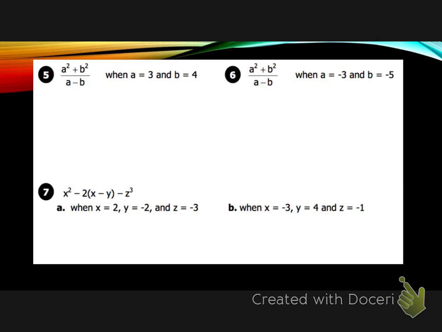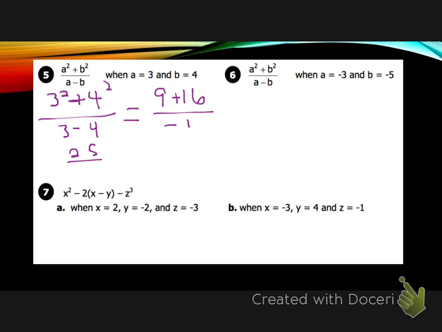So let's look at number 5 here. We're getting into some fractions and things, but we just got to simplify. If you're looking at subbing in our a and b here, we have a is 3 squared plus 4 squared divided by 3 minus 4. 3 squared is 9 plus 16 divided by negative 1. So you have 25 divided by negative 1, which is negative 25.